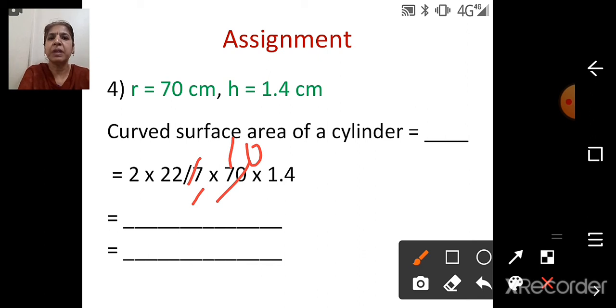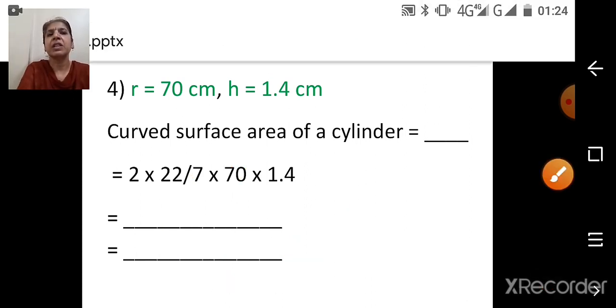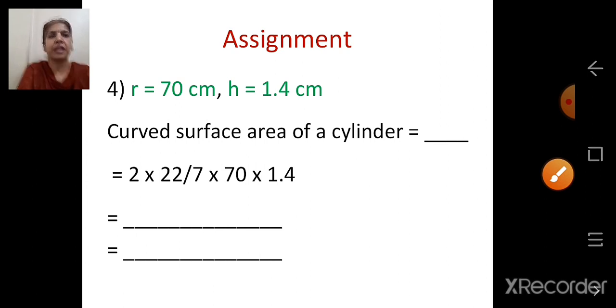Then you do multiplication. 2 into 22. So you will get 44. And here 10 multiplied with 1.4 will become 14. Only your decimal will get shifted. So multiply, children, 44 with 14. And whatever the answer you are getting, write the unit, square centimeter. And that is the answer of curved surface area of a cylinder.